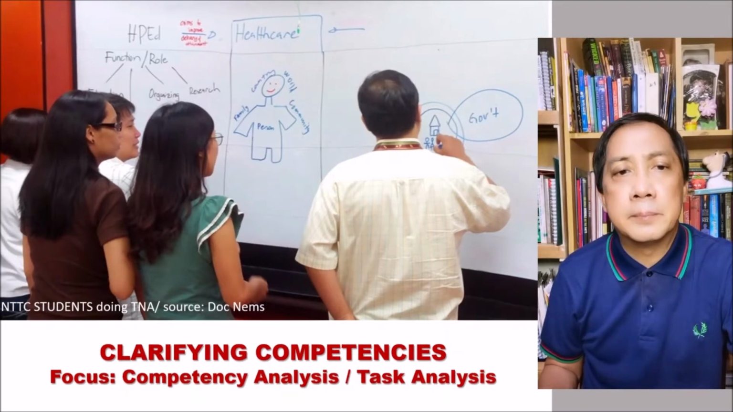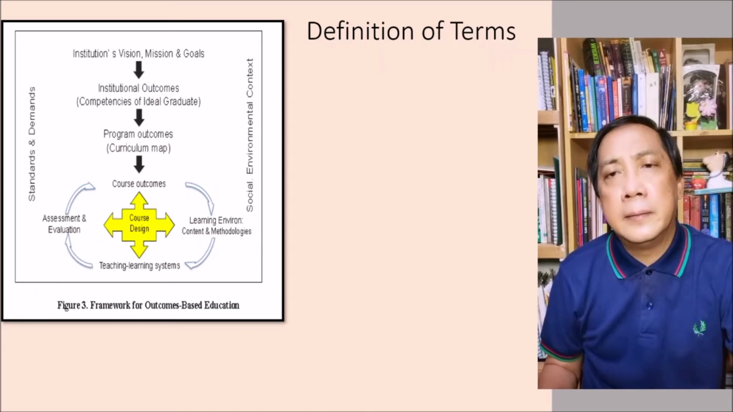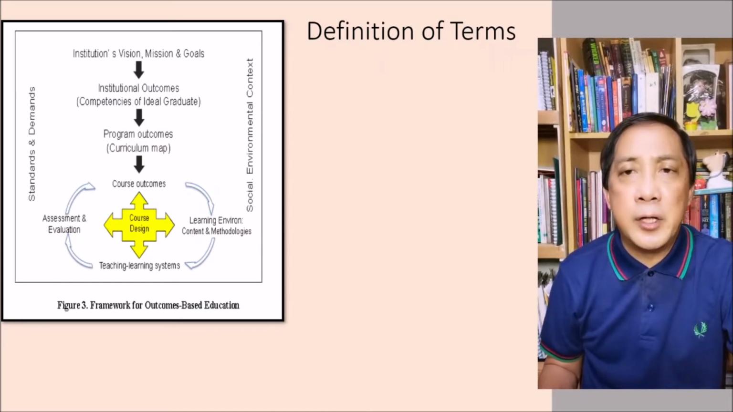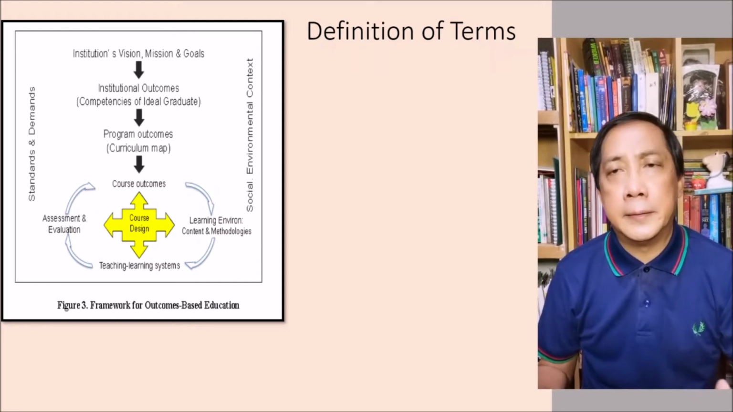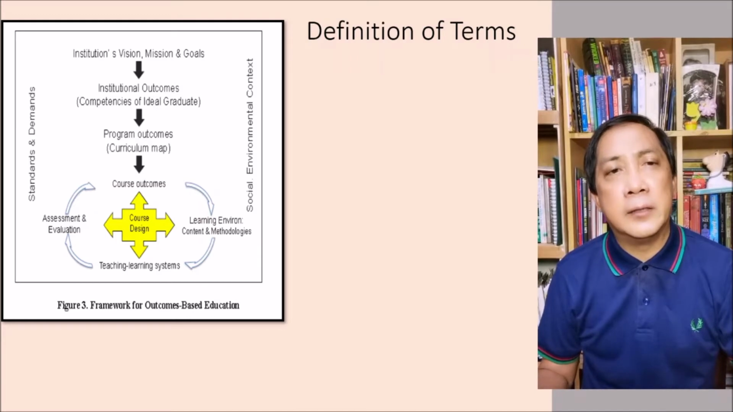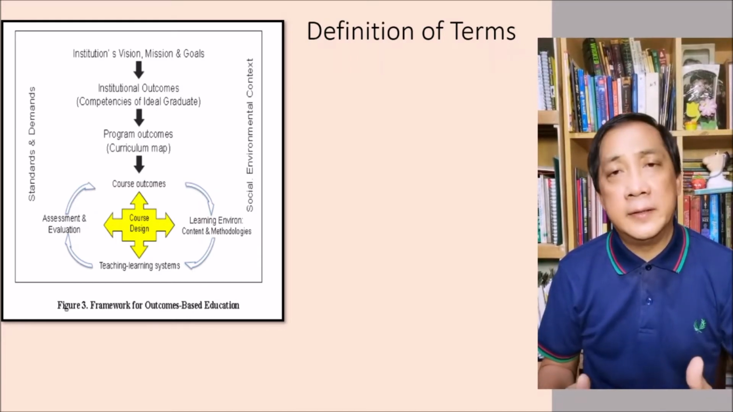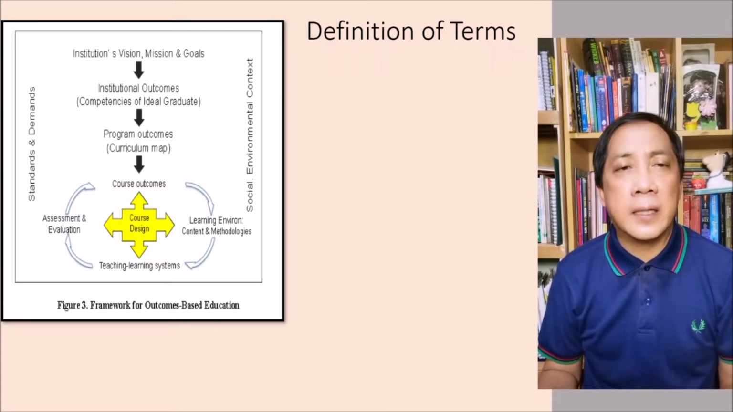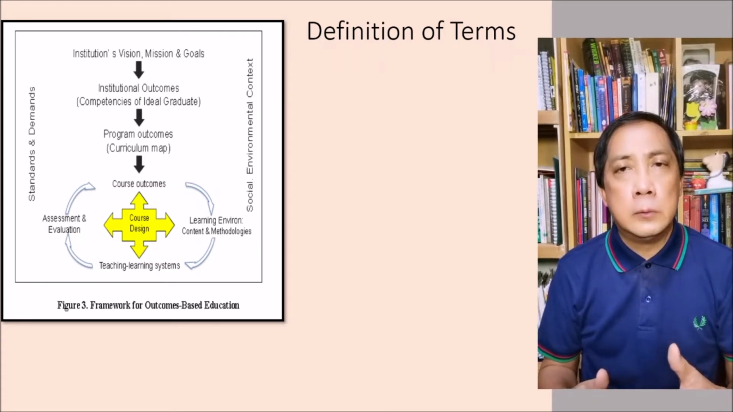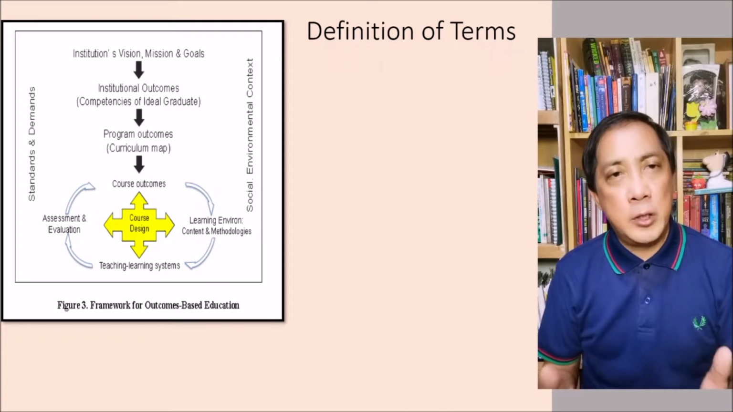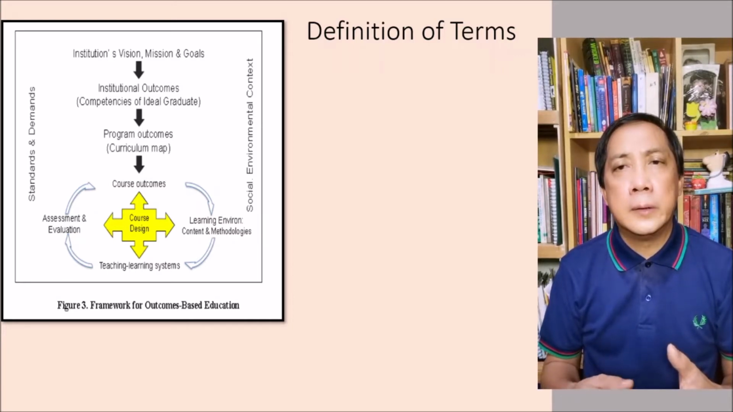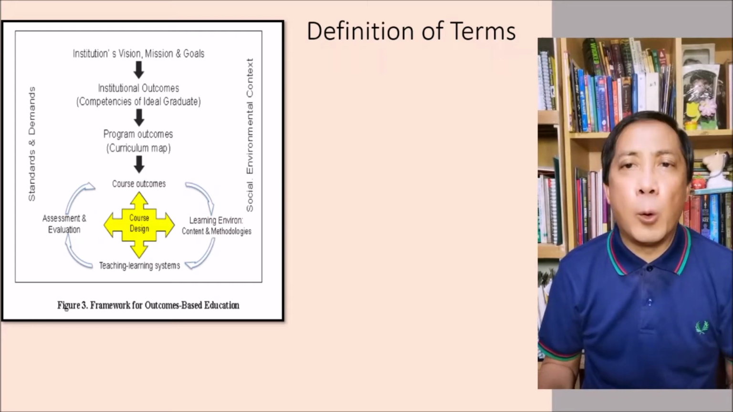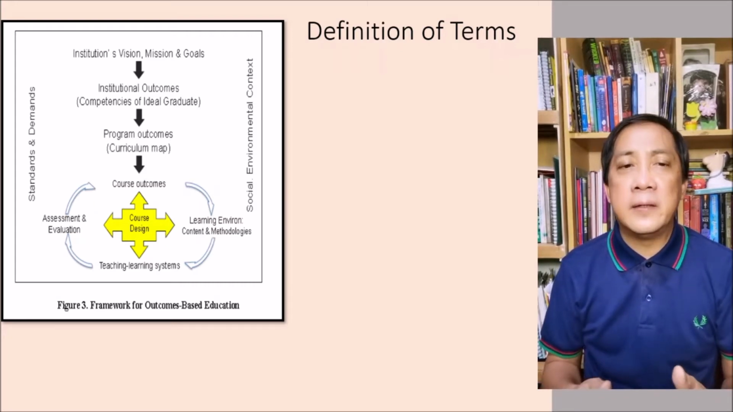So let's start. If you read the guideline released by CHED a few years back in relation to outcome-based education, you will come across this particular framework for outcome-based education. It's actually similar to what we discussed the last time, where you try to identify your vision, mission, and goal, your institutional outcomes, and of course your program outcome, and all of that will come from a detailed analysis. It will not just come from nowhere. It will have to be scientifically generated.